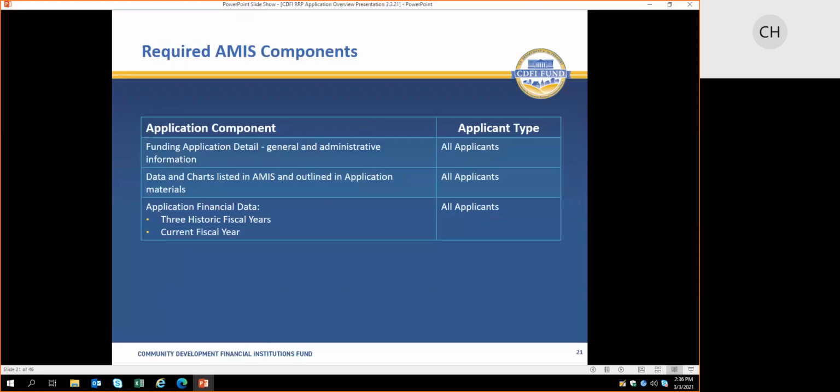The first category is some general and administration information for your organization. So this includes information such as applicants' contact details and its CDFI designation. All applicants will also need to include some organization-specific data and charts, and that's outlined in the application guidance material. So this would include information such as applicants' request amount for the RRP award. And the last category here is the organization's financial data for the past 3 historic fiscal years, as well as the current fiscal year.